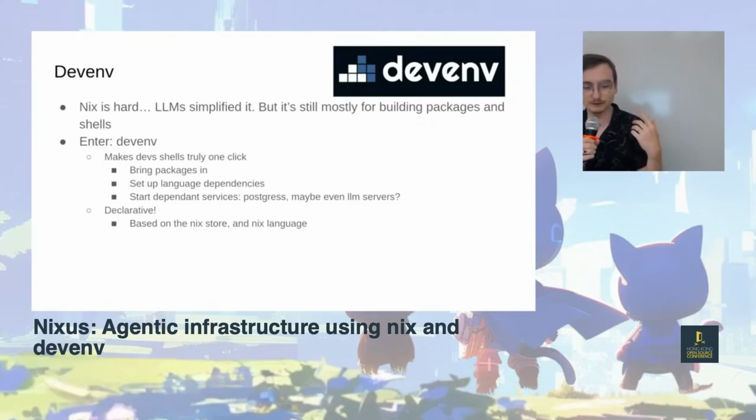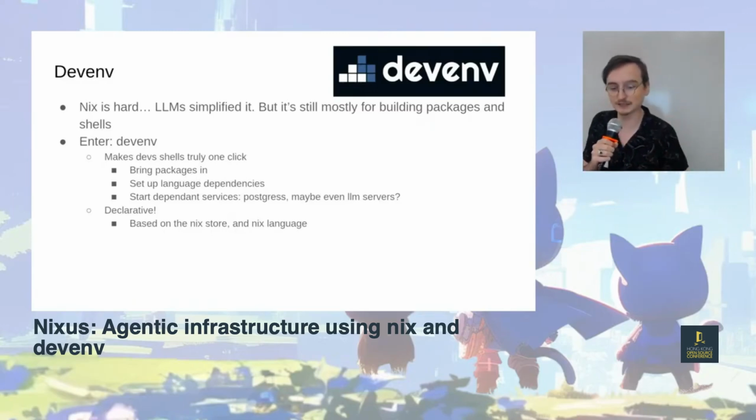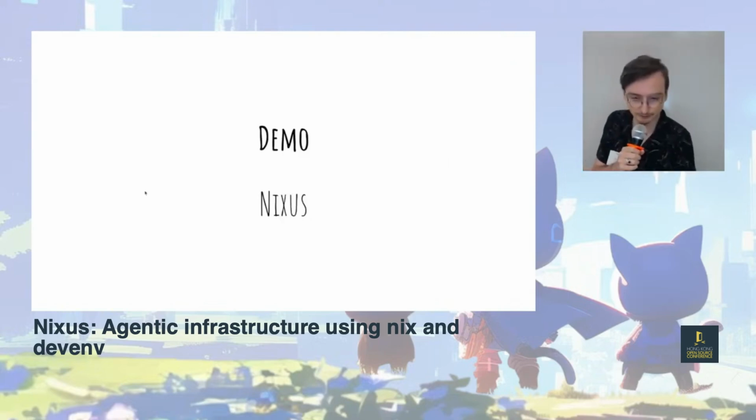So devenv makes things very, very simple. It brings all the packages in, sets up any language dependencies that you have, so installs your Python, and it also starts services that are dependent on this. So Postgres, and maybe even LLM servers. So that's what I'm going to quickly demo, and it's all declarative. So I'm going to move straight to the demo because I have zero time left.